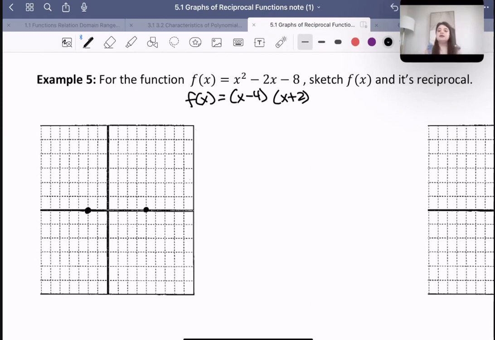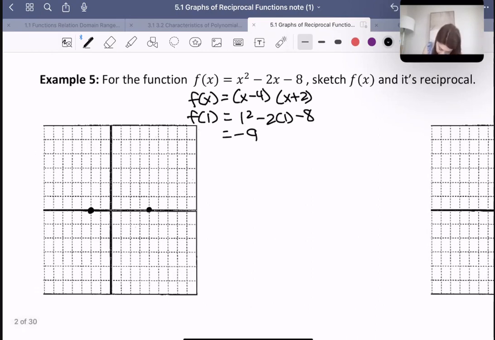And then the average of those zeros, right, is what? It's 1. And so 1 is going to be the x coordinate of our vertex. So what's the y coordinate of our vertex? Well, let's find out. f of 1 is going to be 1 squared minus 2 times 1 minus 8, and that's equal to negative 9, which actually is below this grid. So let's expand this a bit: 1, 2, 3, 4, 5, 6, 7, 8, 9. Okay, that works. And then here we have 4, and here we have negative 2.